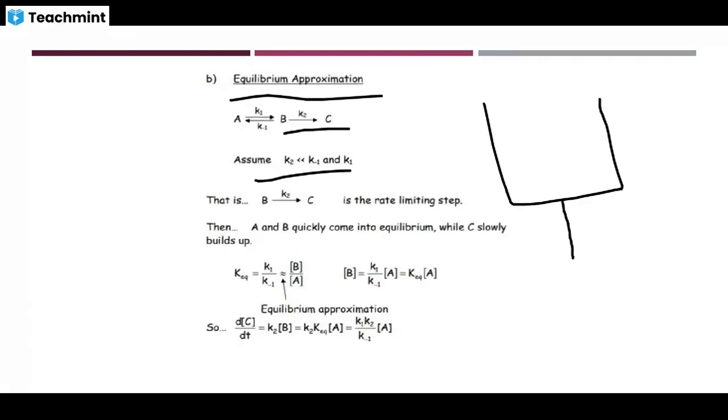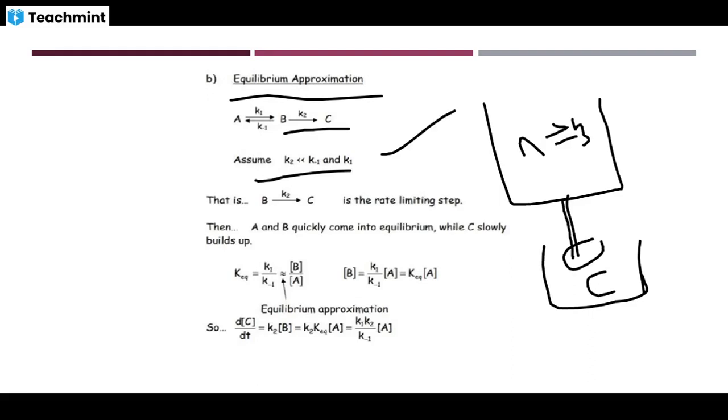So A and B are in equilibrium with each other, then slowly form C. This is very small. So that is the equilibrium approximation, where B gives C.